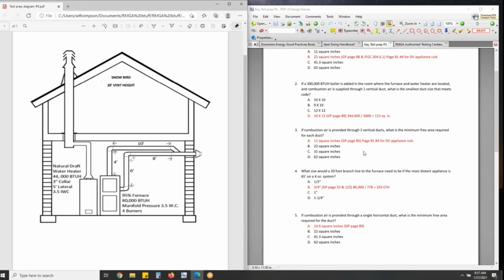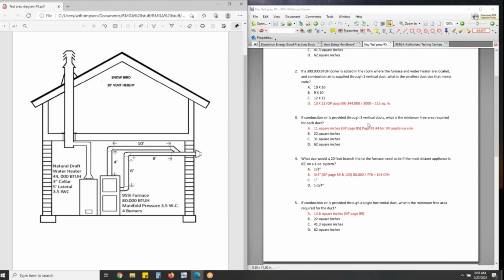Seeing yeses, okay? If combustion air is provided through 2 vertical ducts, what is the minimum free area required for each duct? 11 square inches. Remember, we're only providing combustion air for the water heater because this is a direct vent appliance. This particular exam, more guys have screwed up because they added this to the equation. Okay, if you have a direct vent appliance that's got its own combustion air, which is exactly what this is, you ignore that from combustion air calculations.